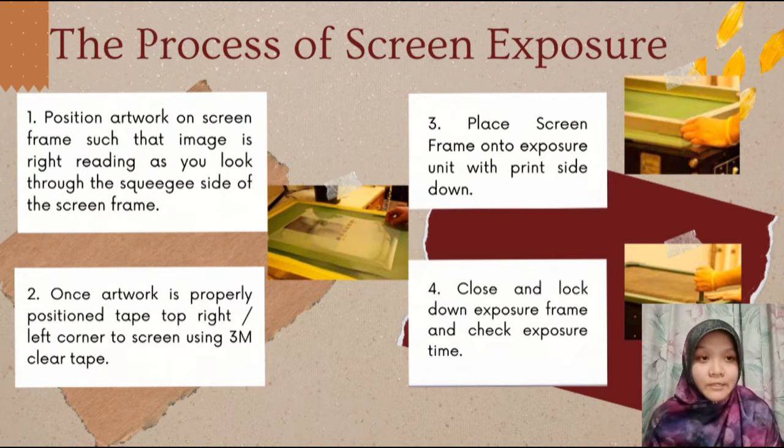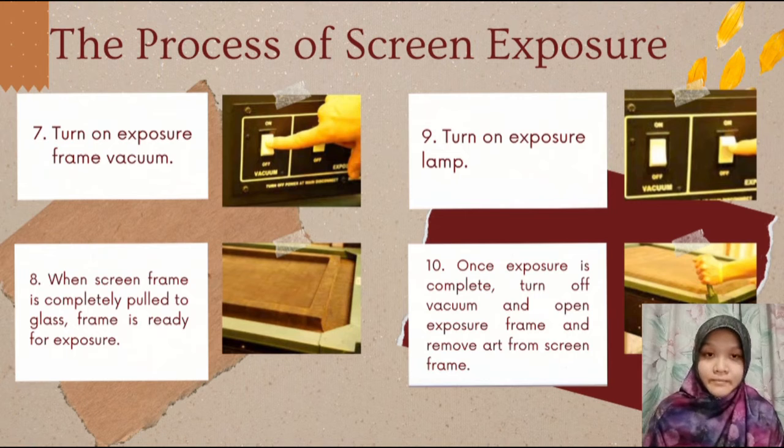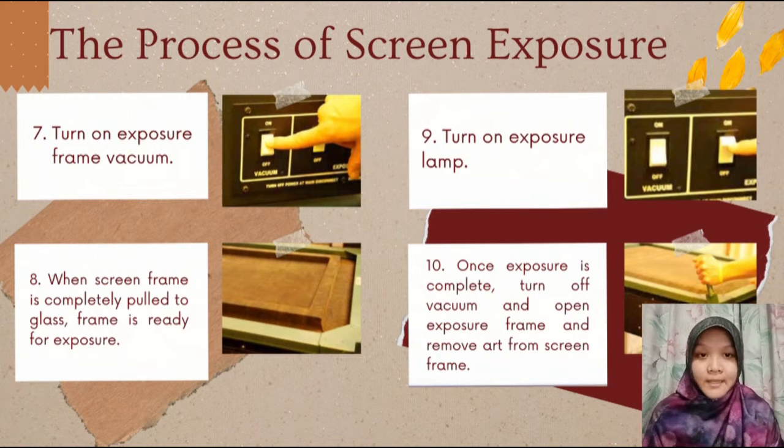Close and lock down the exposure frame and check the exposure time. Then turn on the exposure frame vacuum. When the screen frame is completely pulled to the glass, the frame is ready for exposure. After that, we have to turn on the exposure lamp. Once exposure is complete, turn off the vacuum, open the exposure frame and remove the art from the screen frame.